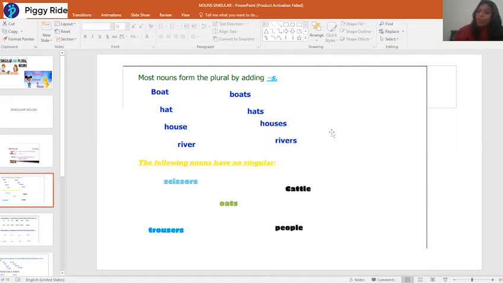So here we also have a few exceptional cases, and please remember this very carefully. There are some nouns that have no singular. Very, very important. Please remember. Like we say scissors. We never say scissor. Where are my scissors? We never say it the other way; it will be wrong. So it is pronounced as scissors.